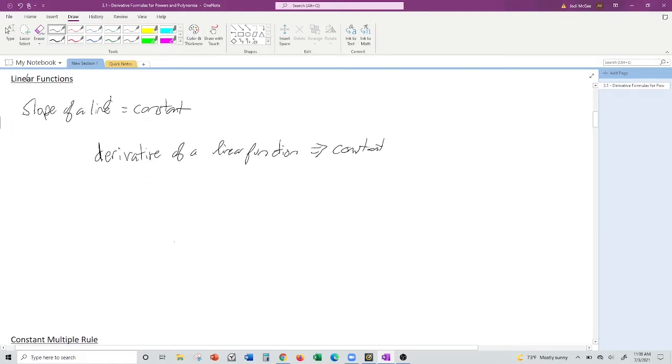If we have the function f of x is equal to mx plus b, right? This is a linear function. Then f prime of x should be our slope, m, which is a constant.